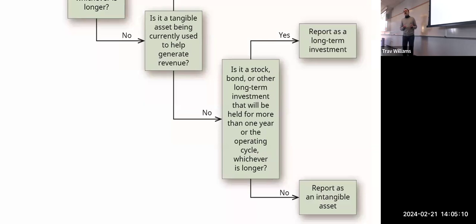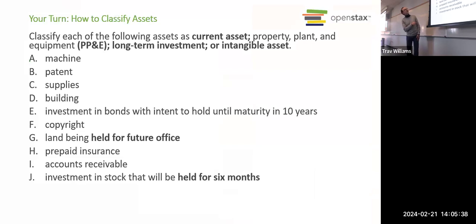Okay. Any questions on this flow chart and how to use it? Yes, Maya. Yeah, so we have current assets. We have PPE, property, plant, and equipment. We have long-term investments. And then we have intangible assets. Okay, great. Let's see what's next here. Classify each of the following as current asset, PP&E, long-term investment, or intangible. Same 4 categories. So let's go through this and check our understanding.